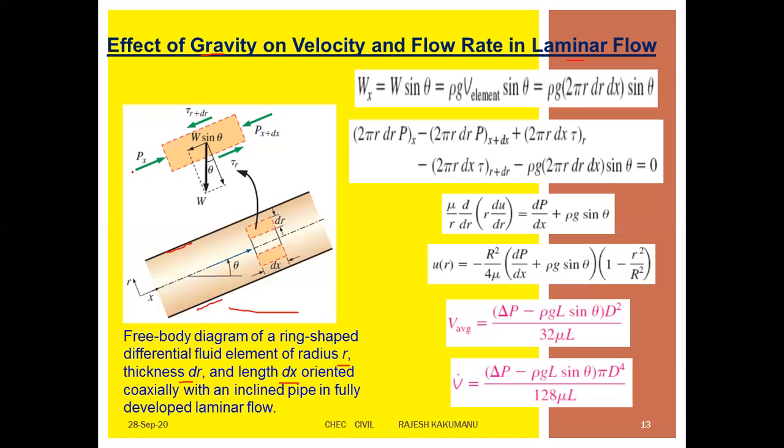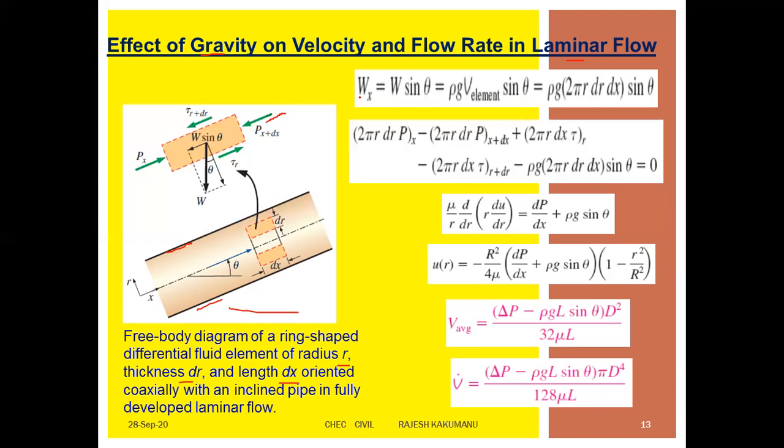Next, Px is acting in this direction. Px plus dx is acting in this direction. The tau r is in this direction. Tau r plus dr is in this direction. Okay? First after drawing the figure, then we'll see the things.